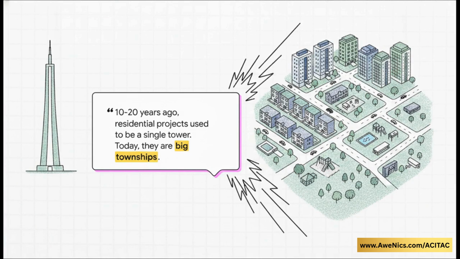To set the stage, think about how things used to be. There's a saying: 10 to 20 years ago, residential projects used to be a simple single tower. Today, they are big townships. This staggering, exponential complexity, that is our main villain today. We just aren't building simple single structures anymore. We're talking about massive townships spanning multiple geographical locations, loaded with premium luxury flats, row houses, sprawling internal roads, recreation facilities, and complex security networks. It's a totally different ballgame.